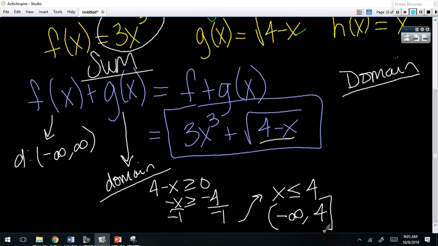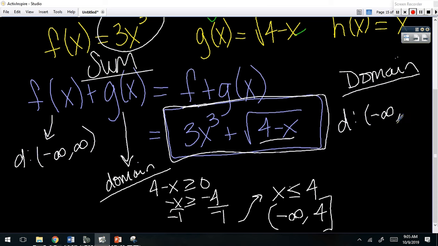All right. So now, as I look at this, I need to combine these domains, because this is a combined function, right? It's still a function, but it's combined. So what would the domain of f plus g of x be? Exactly. Negative infinity to 4. Everybody good on that? I'm taking this really slow, but it's a really easy concept as far as adding functions go.